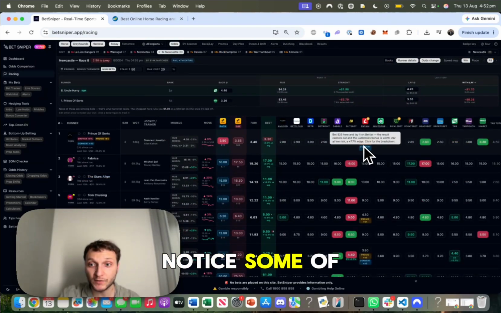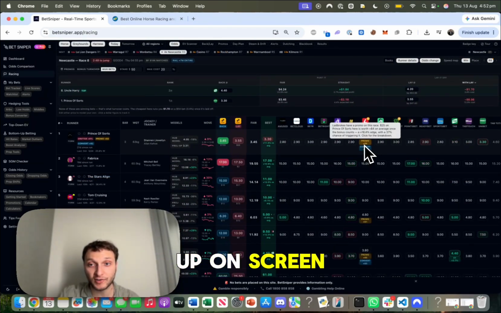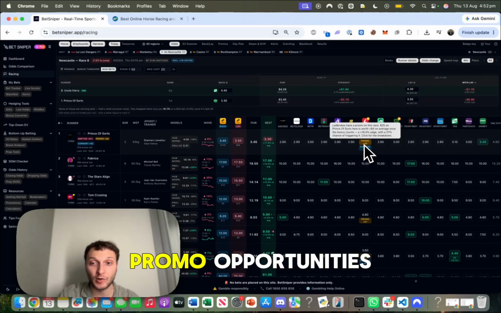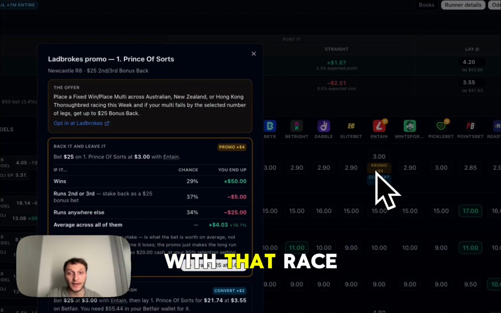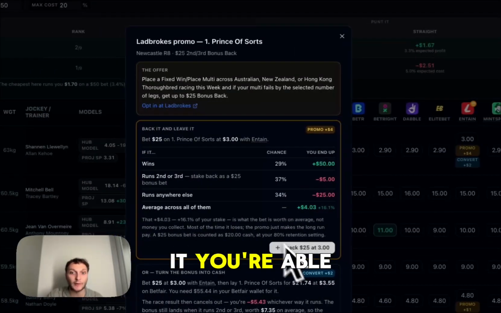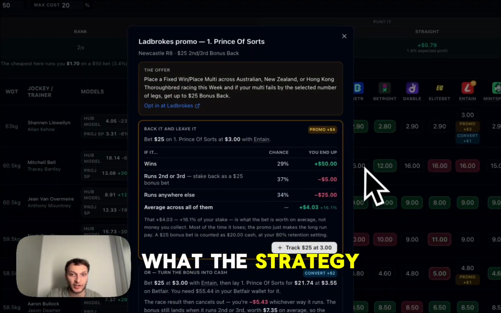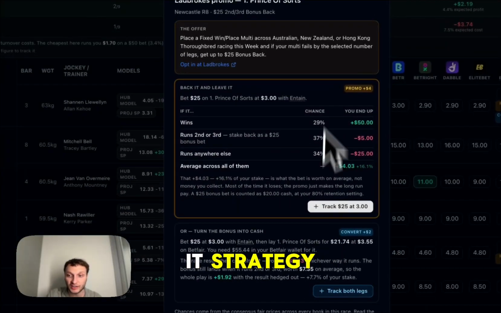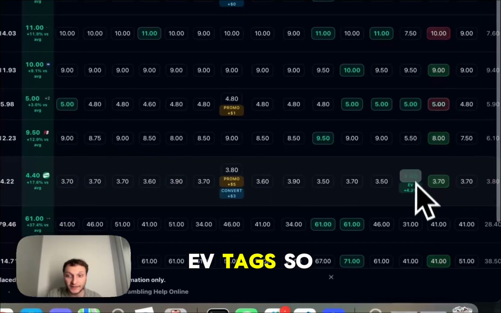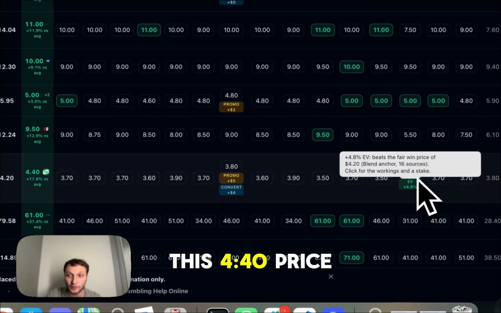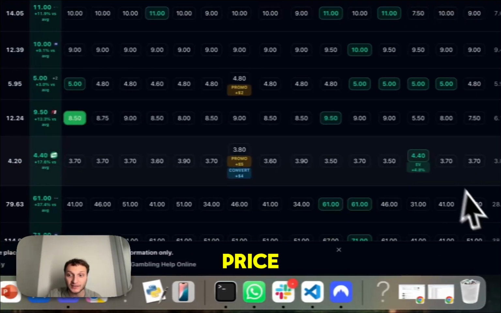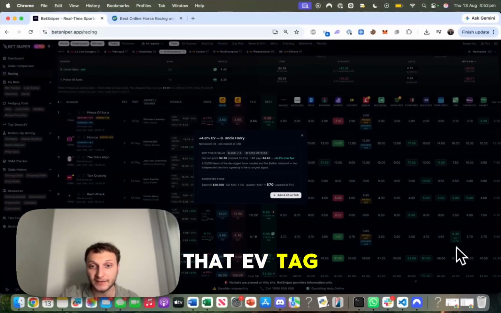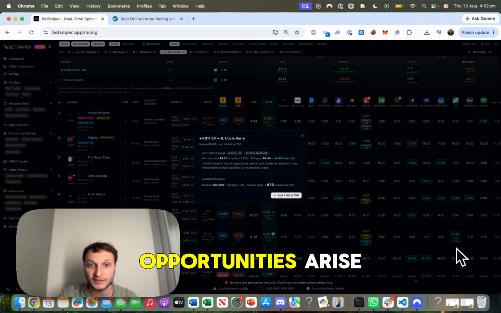You might also notice some of these tags come up on screen. So these tags are showing you where there are promo opportunities with that race. And if you click it, you're able to track it, but it also explains to you what the strategy is. And it has both the back it strategy and then the hedge it strategy. There are also EV tags. So right now you can see this 440 price is actually greater than the fair price. So this would just be a straight EV bet, no promotion on it. And so that EV tag will come up on the screen when those opportunities arise.